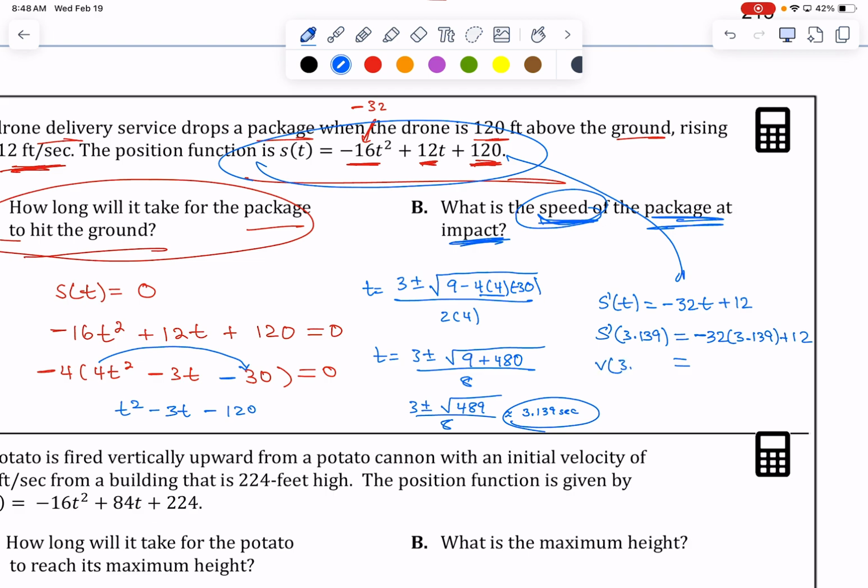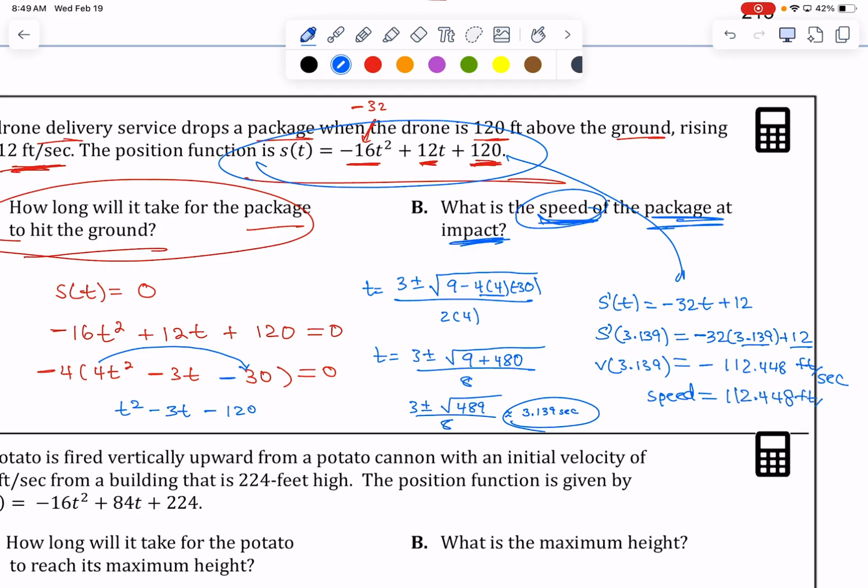So the velocity at 3.139, type that in the calculator for me. Negative 32 times 3.139 plus 12. It'd be a negative 112.448. So that's your velocity, and that's in feet per what? Second. So my speed would be positive 112.448.